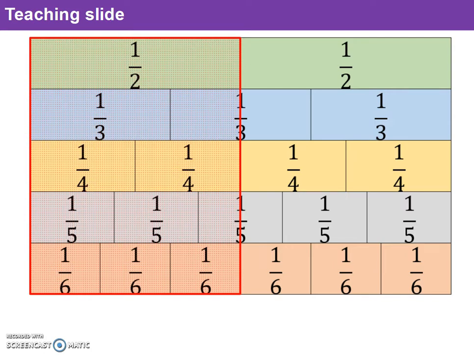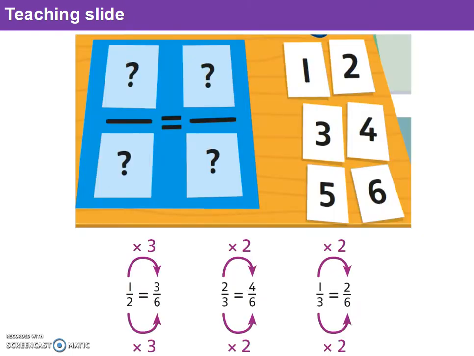If I was going to be looking at multiplying it by 4, 2 times 4 gives me 8, and 1 times 4 gives me 4, so 1/2 is equivalent, or the same as, 4/8. So we can start looking at these new fractions like this. And here we can see some of the fractions that Danny can make.